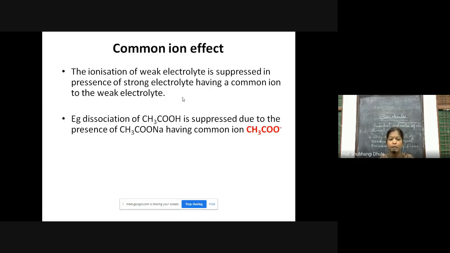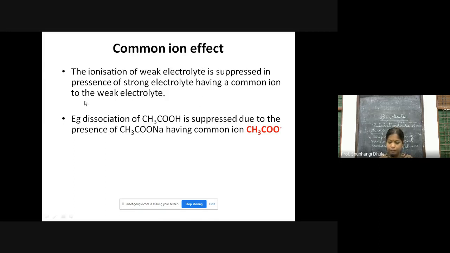So if there is a weak electrolyte having a common ion with a strong electrolyte, then by the addition of the strong electrolyte, the ionization of the weak electrolyte is decreased or suppressed. So most of the salt will remain in the undissociated form. Suppressed means it remains in the undissociated form. So this is called the common ion effect.